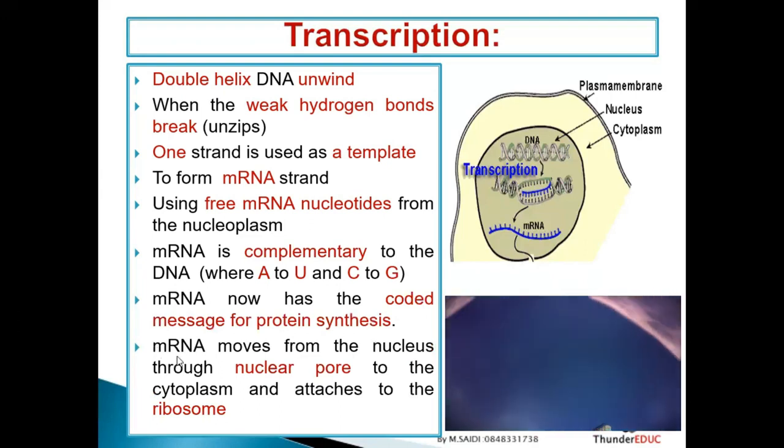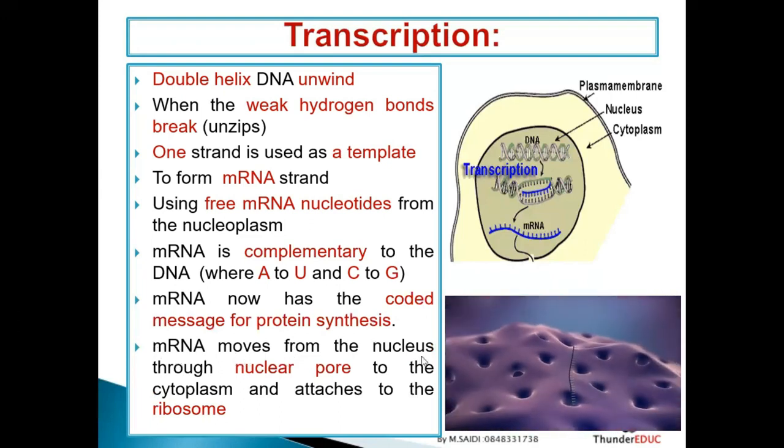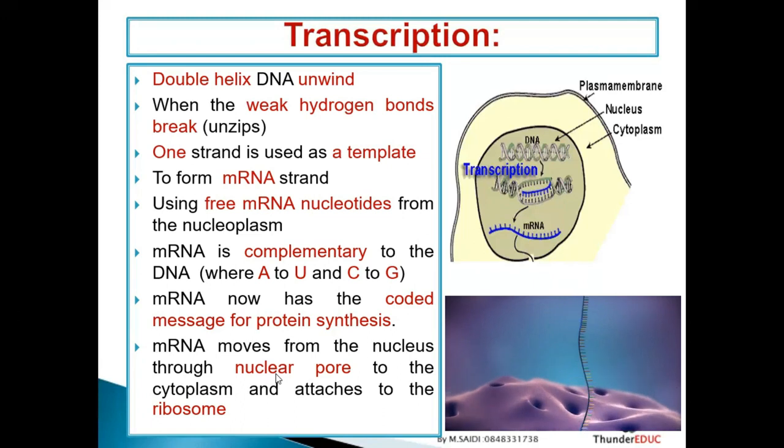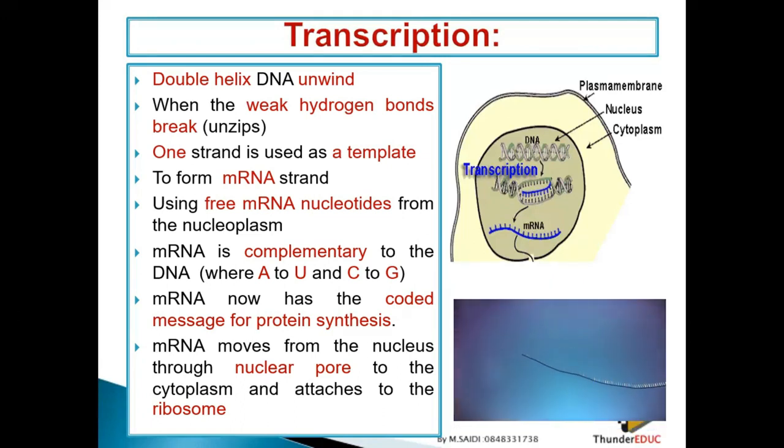Then we are saying that the messenger RNA moves from the nucleus through the nuclear pore, and then it goes where? To the cytoplasm. Where exactly in the cytoplasm? That is on the ribosome. So basically, this is the general process of protein synthesis, basically that is transcription.